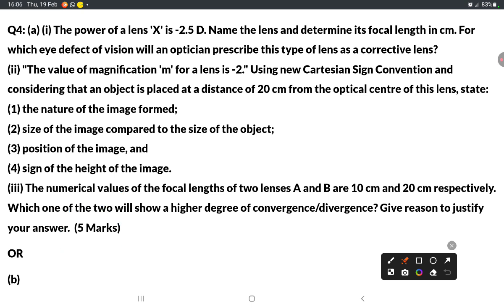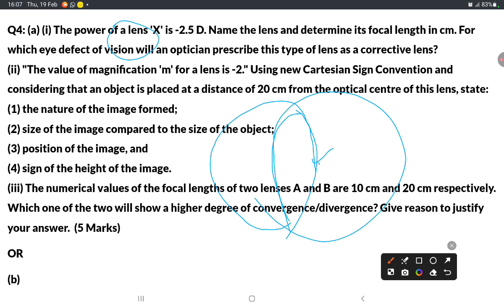Next, the numerical values of focal lengths of 2 lenses A and B are given. Why are two focal lengths given? Because this is not a convex mirror, this is the lens, right? Since it is given as a lens, this is a lens. For example, this is a convex lens, so it has two surfaces. Clear? Each surface has a focal length. This lens has one focal length, this lens has another focal length. Two focal lengths we will find, right?